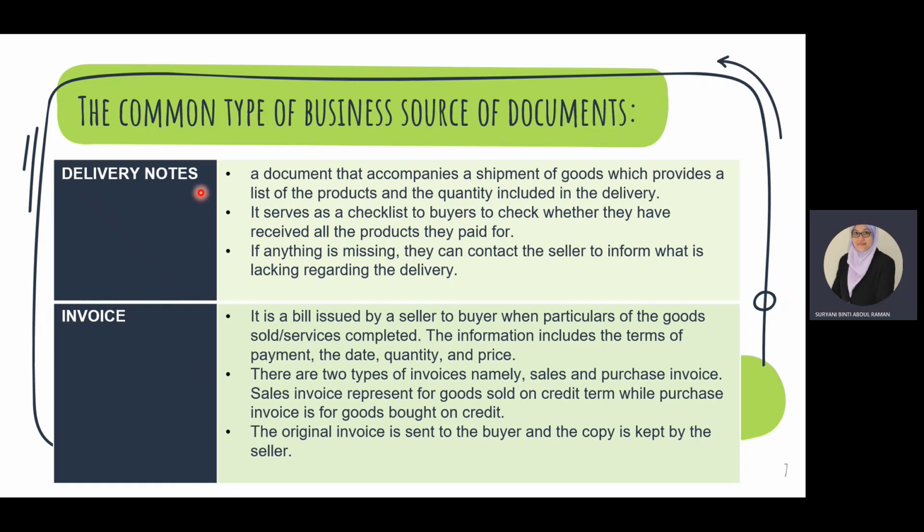Another type of business source document is the delivery note. Once the order takes place, the goods will be shipped to the customer. When the seller ships the goods to the customer, they will send together a document called a delivery note. So this delivery note is a document that accompanies a shipment of goods. The document will provide a list of products and the quantity included in the delivery.